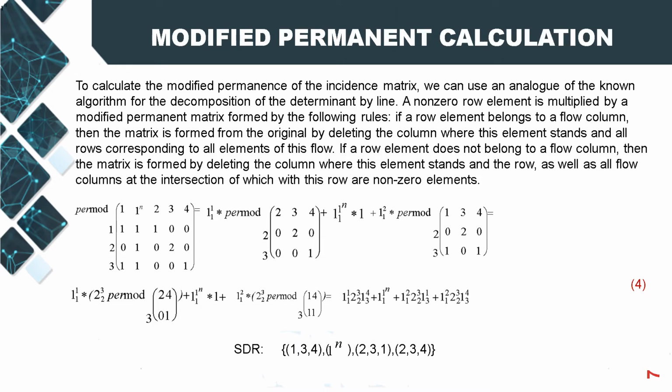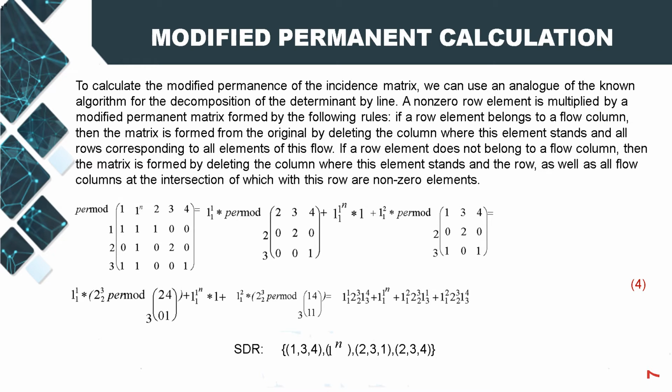To calculate the modified permanent of the incidence matrix, we can use an analog of the known algorithm for the decomposition of the determinant by a line. You can see a small example, formula number 4. It's an example of the permanent decomposition method.